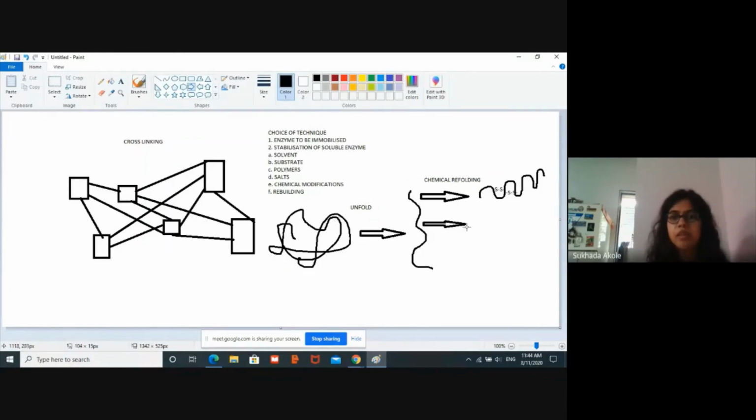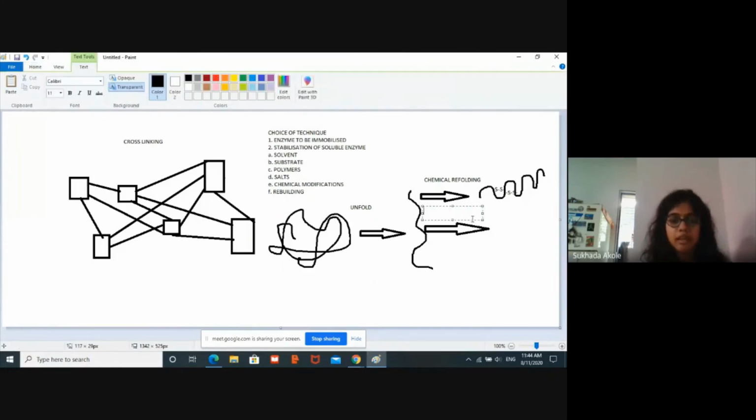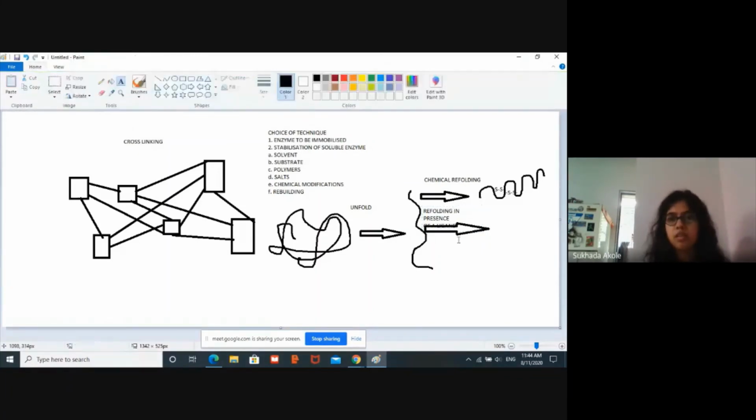Another way of rebuilding a molecule is by refolding in presence of a ligand. Sorry. Where did it go? So another way is by refolding it in presence of a ligand. Refolding in presence of ligand. Okay.